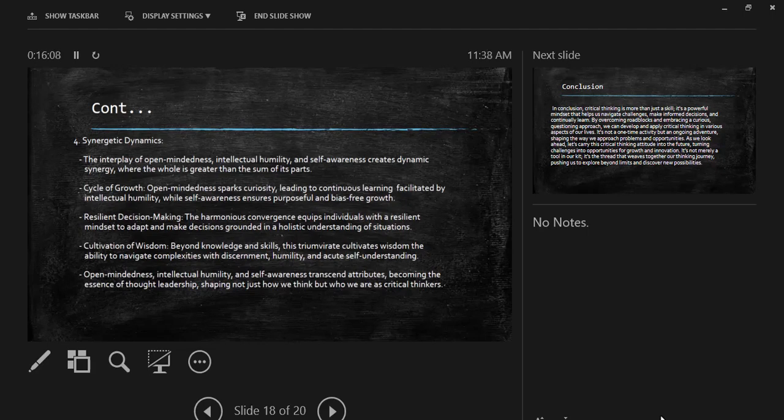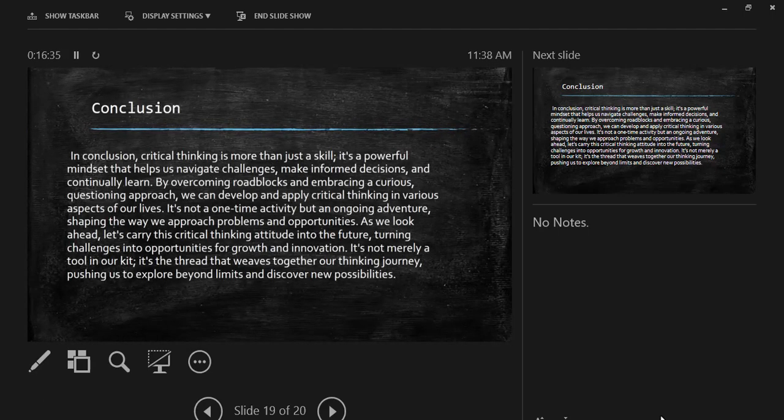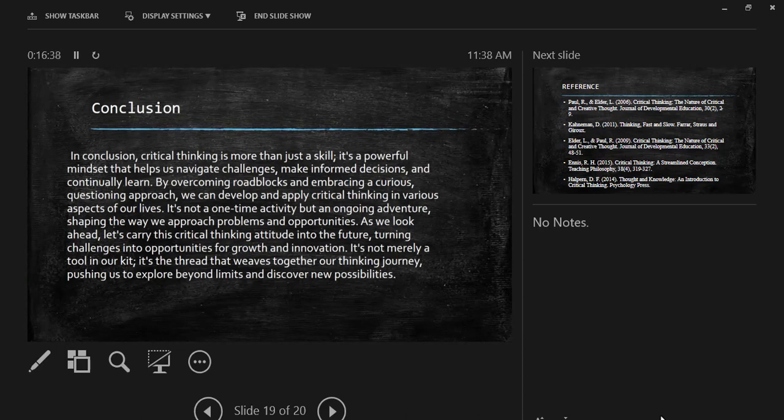equips individuals with a resilient mindset to adapt and make decisions grounded in a holistic understanding of the situation. Cultivation of wisdom beyond knowledge and skills. That cultivation of wisdom is the ability to navigate complexities with discernment, humility, and acute self-understanding. Open-mindedness, intellectual humility, and self-awareness, these attributes become the essence of thought leadership, shaping not just how we think, but who we are as critical thinkers.